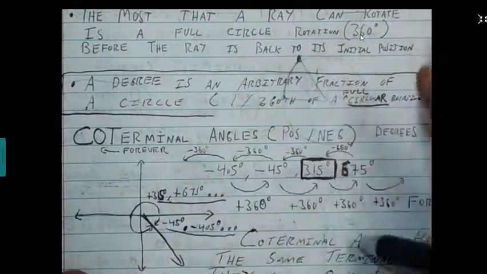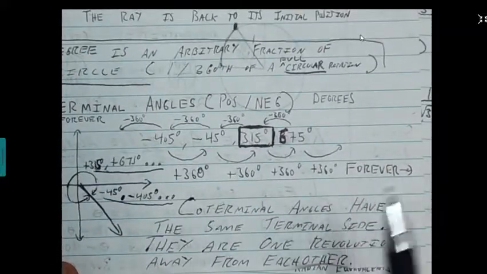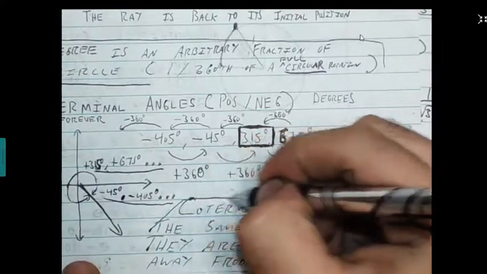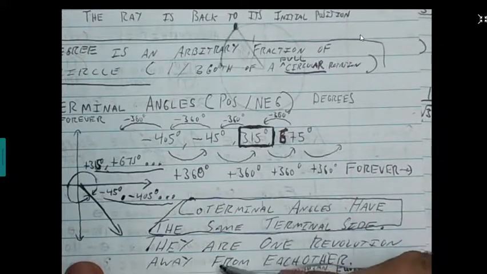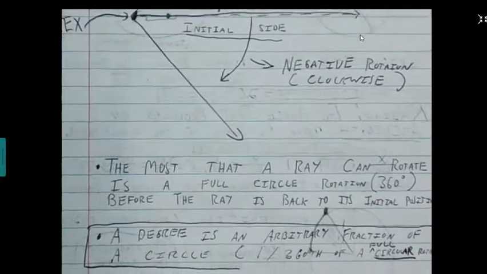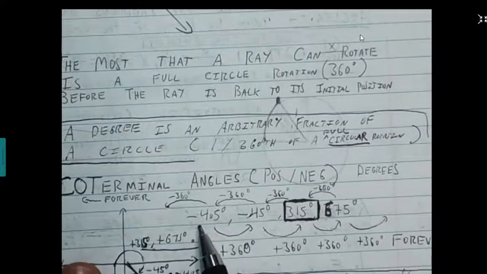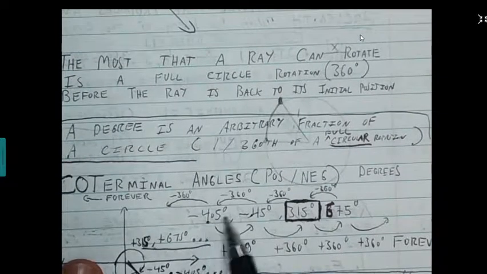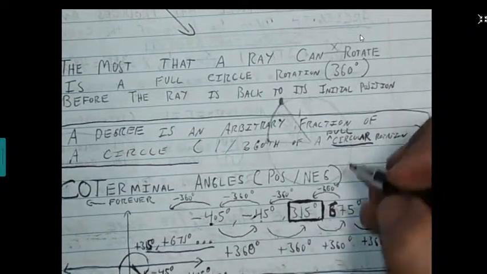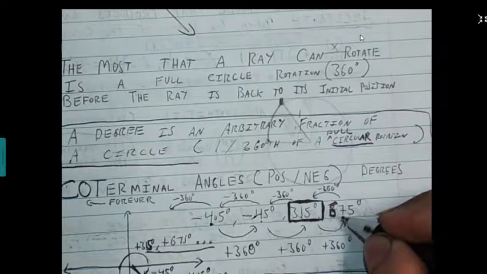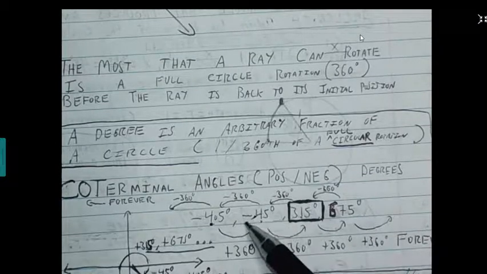Let's look at positive and negative degrees. The whole idea with coterminal angles is that they have the same terminal side. Essentially, they land in the exact same position. They are one full circular revolution away from each other. So I'll just look at an example with degrees. These are all coterminal angles: negative 405, negative 45, 315, and 675. Sorry, I didn't write this well. The reason is that all these values are full circular rotations away from each other.